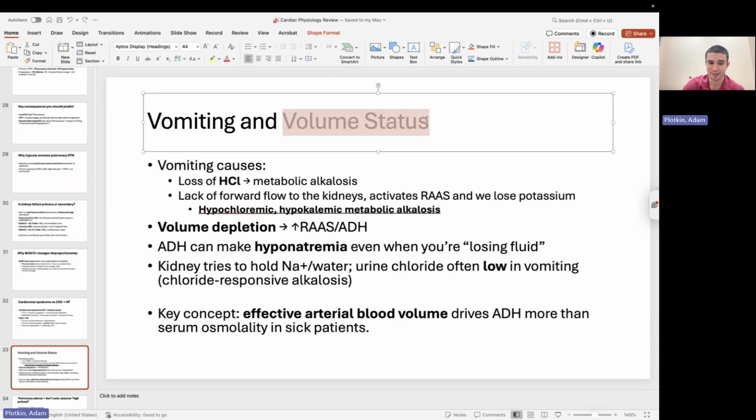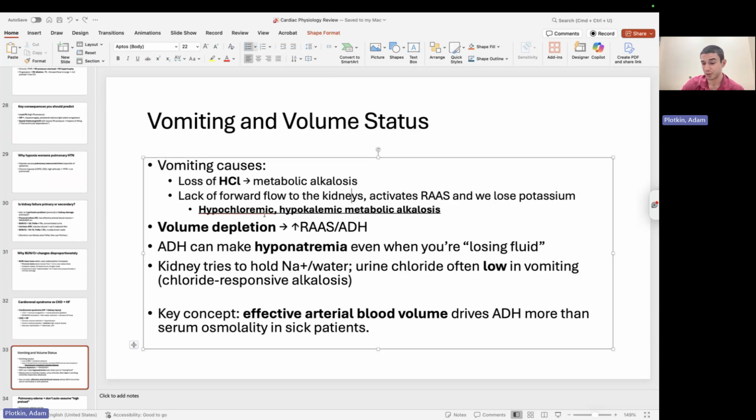Vomiting and volume status. Volume status is really hard to measure. I could do a whole lecture on that, but it's not the purpose of today. When you vomit, you lose hydrochloric acid. When I lose my acid, it can lead to metabolic alkalosis. There's also a lack of forward flow to the kidneys, because I'm puking out multiple liters of my fluid. And so now we're in a pre-renal state. We're not perfusing the kidneys as well.